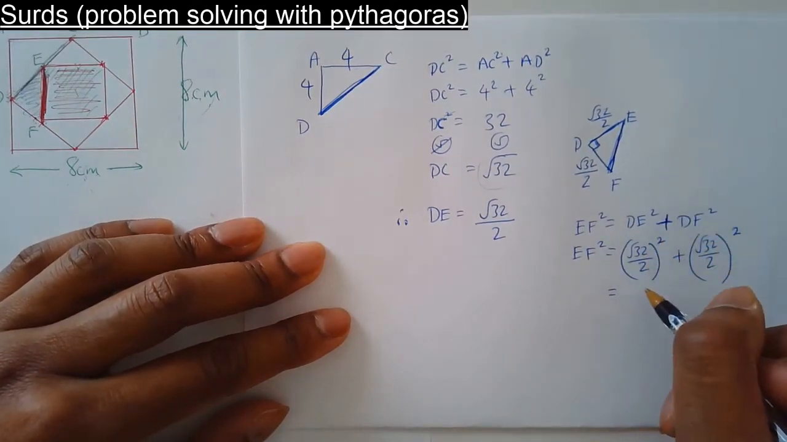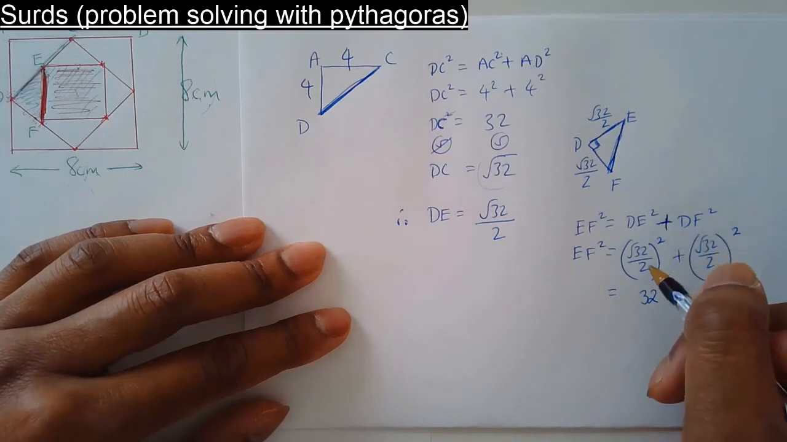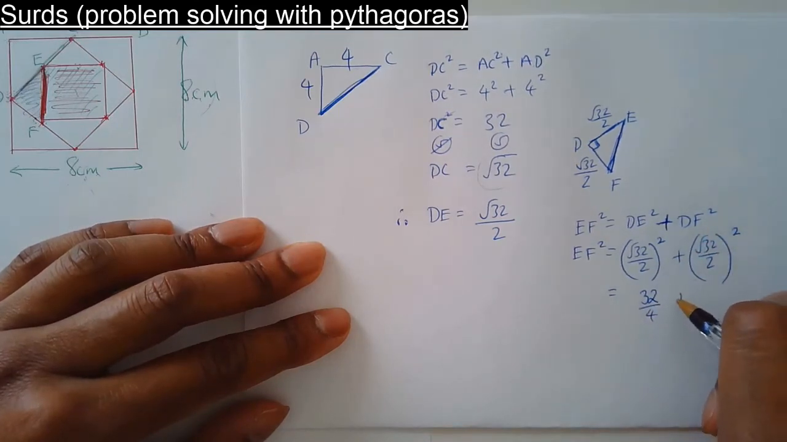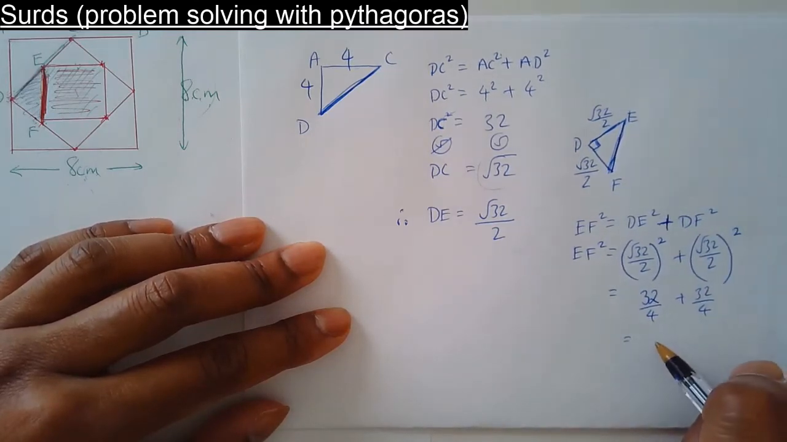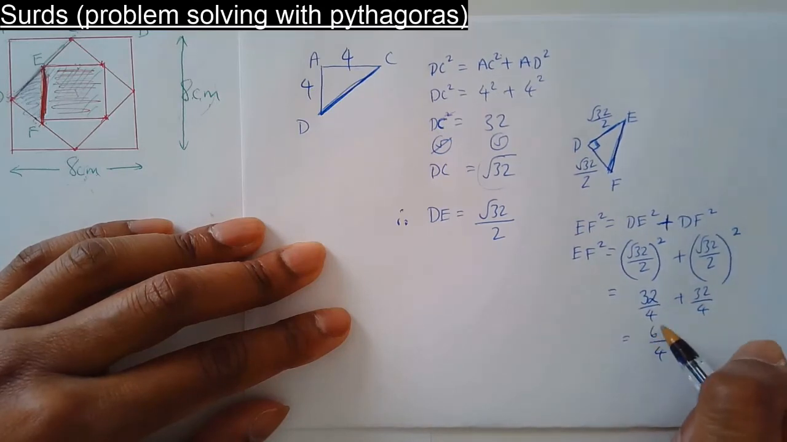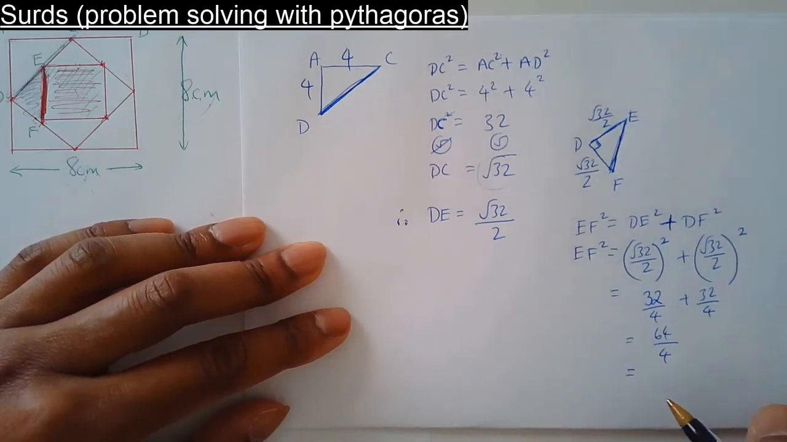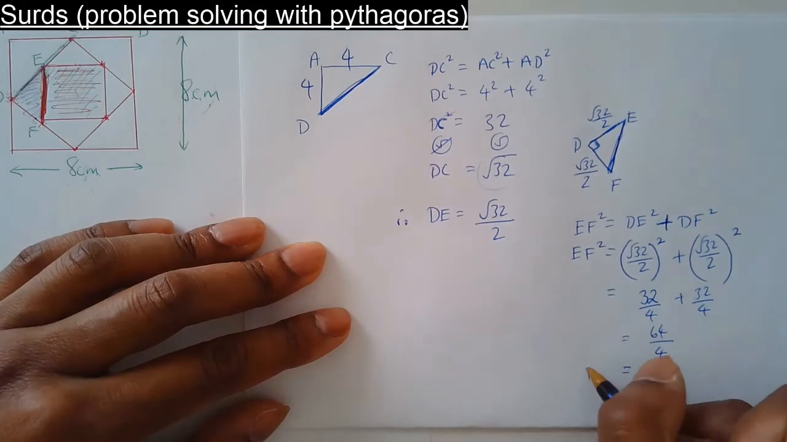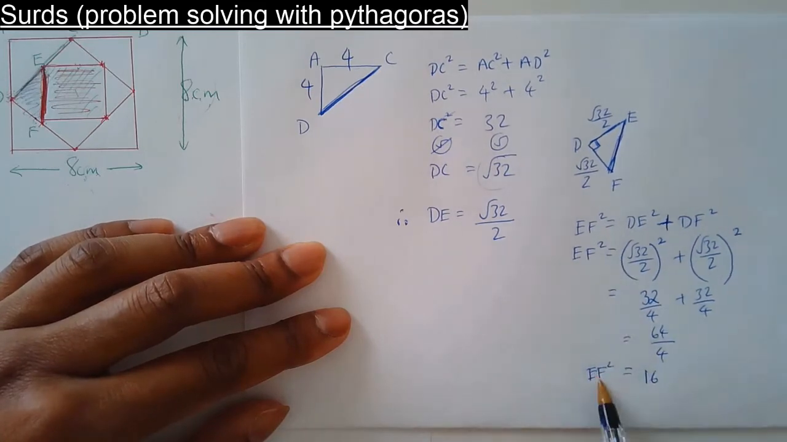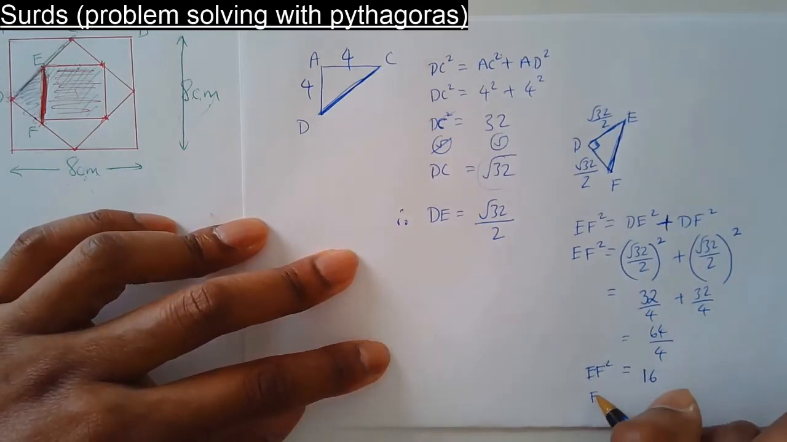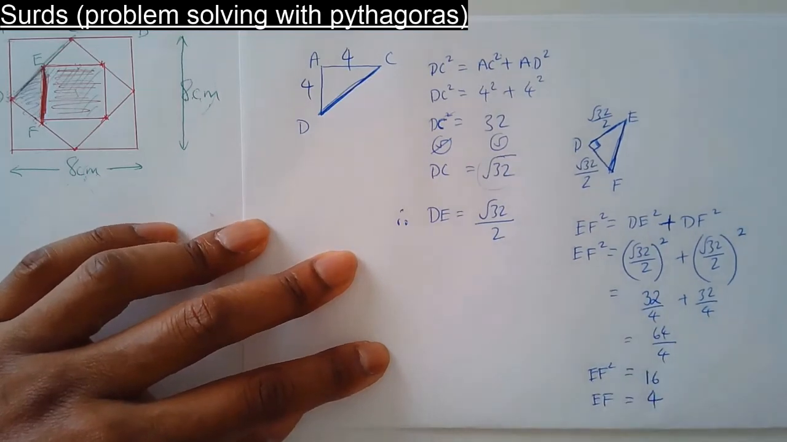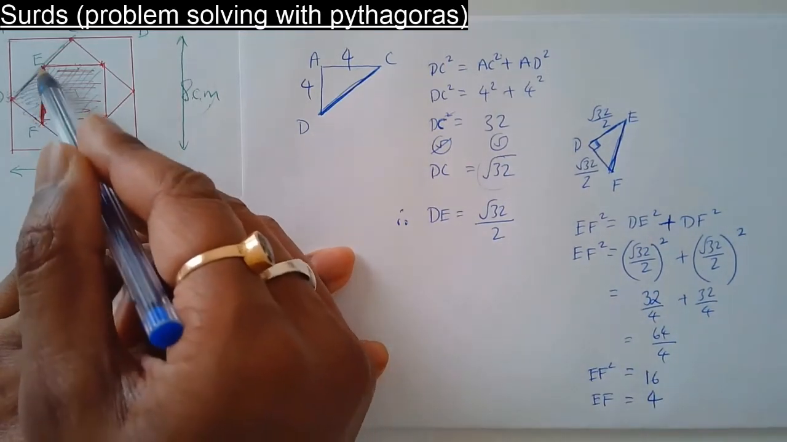Root 32 squared is 32. And then 2 squared is 4. Same over here. Same denominator, so copy the denominator. 32 plus 32 is 64. So we have 64 divided by 4, 16. So EF squared is 16. So something squared to give me 16, obviously EF is going to be 4. So we established that EF over here is 4.